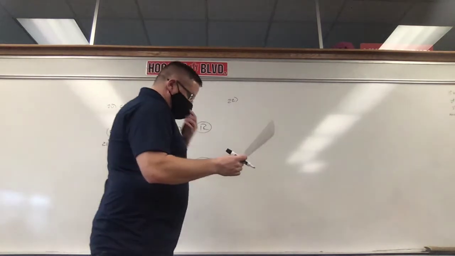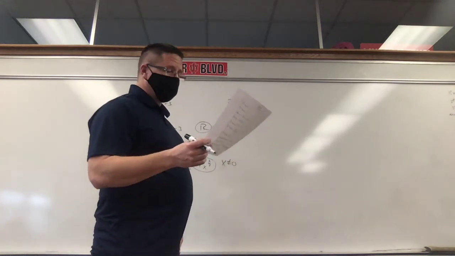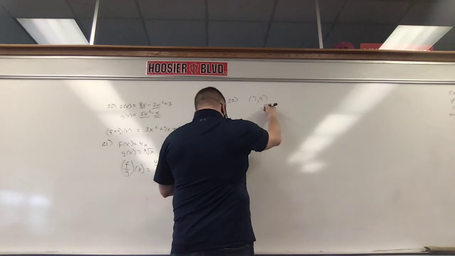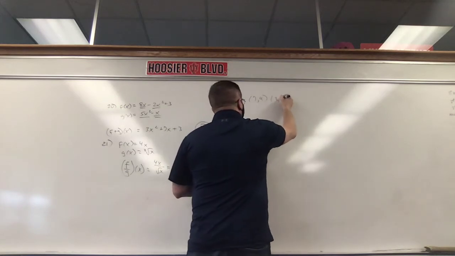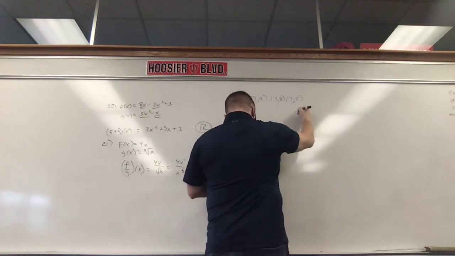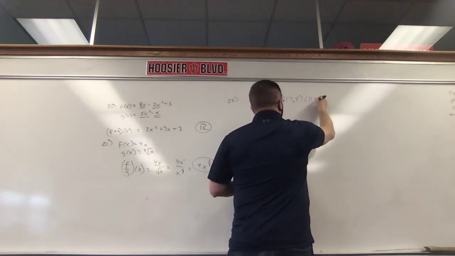So the inverse, remember, you just switch them. You just switch them. The inverse of 4, 7 is 7, 4. The inverse of 8, 3 is 3, 8. Inverse of 5, 7 is 7, 5. Inverse of 9, 11 is 11, 9.